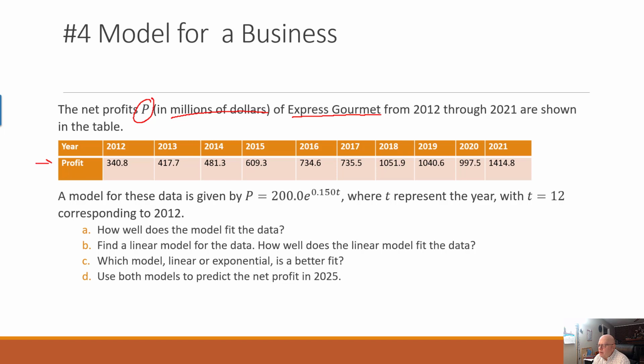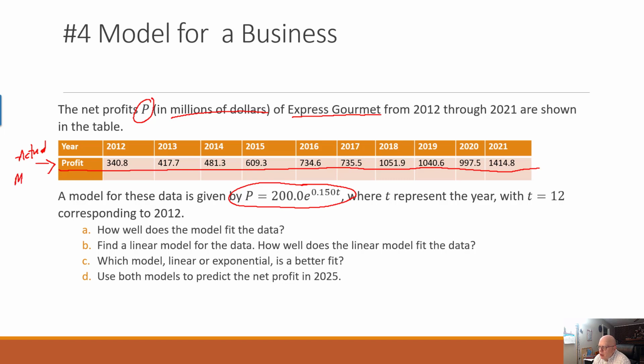These are the actual values, and this is the model. So what I would suggest is, take what you've got up here. This is the actual. And take this model and make another line that tells you what these values are.